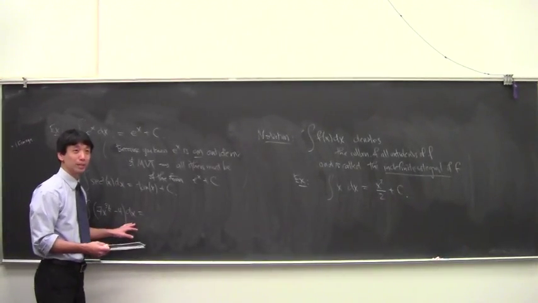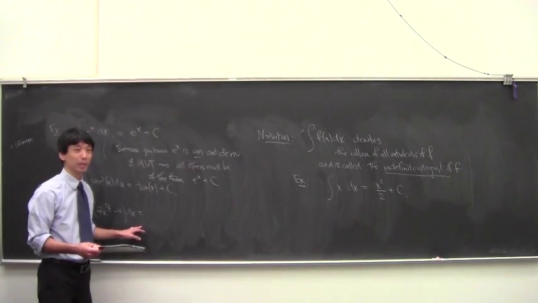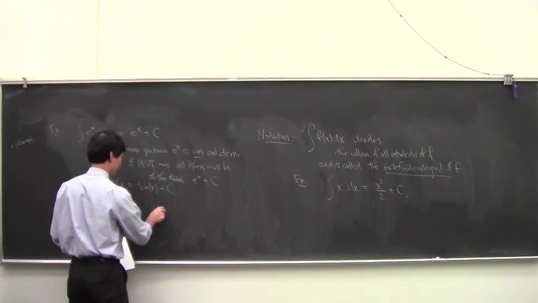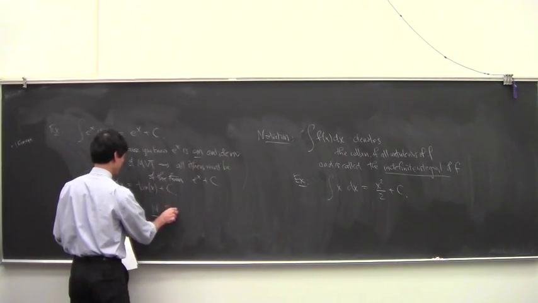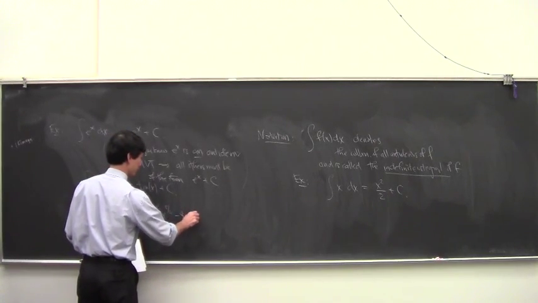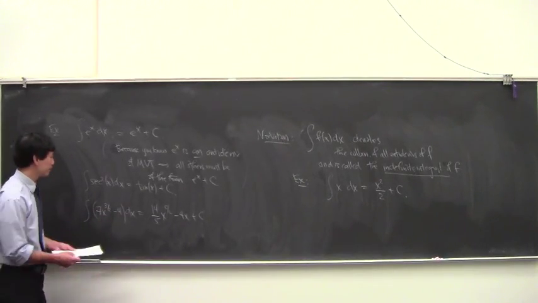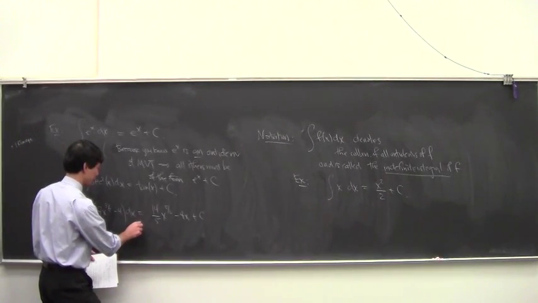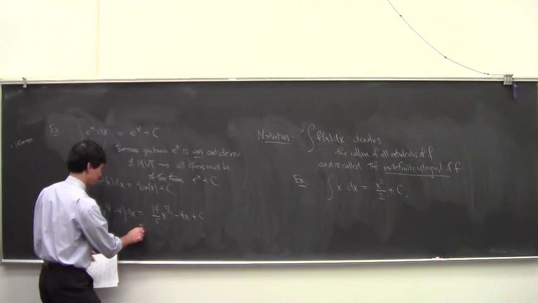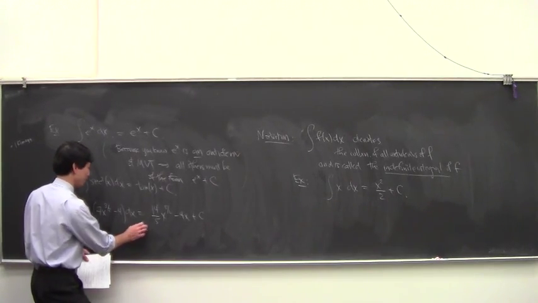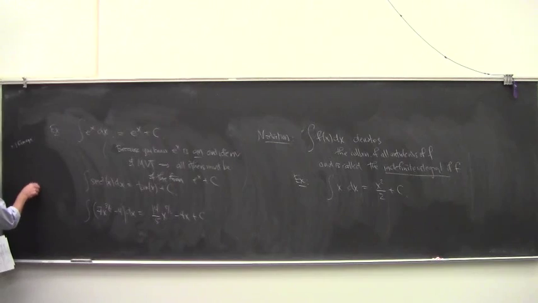Okay, would anybody like to make a guess? Yeah, Madeline. I got 14 fifths x to the 5 halves minus 4x. Right. And how'd you get that? So I added 1 to the 3 halves, and then what would you have to multiply 5 halves by to get 7? Yeah. So you say, well, x to the 5 halves, when I differentiate x to the 5 halves, maybe this is how you might think of it.